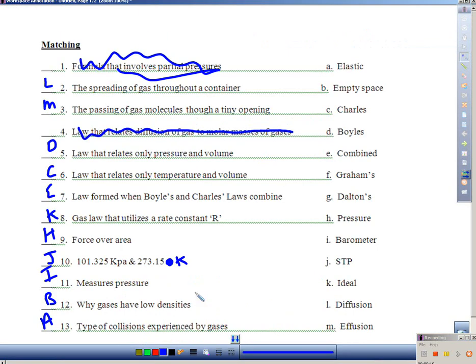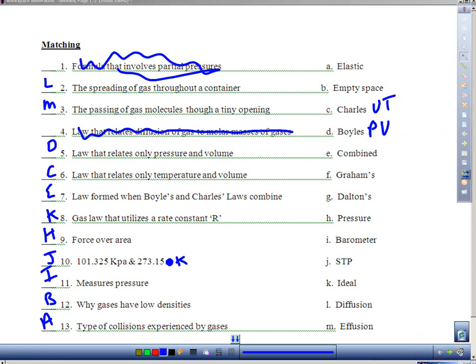Okay, so the matching part, those are the answers to it. L, M, D, C, E, K, H, J, I, B, A. Go ahead and pause the video if you want to. But that's just the real basics of it. You are responsible for knowing which gas laws go to what and what they deal with. So like Boyle's law would be pressure and volume, Charles would be volume and temperature, Gay-Lussac's would be pressure and temperature. So that kind of stuff is what you're going to be responsible for.